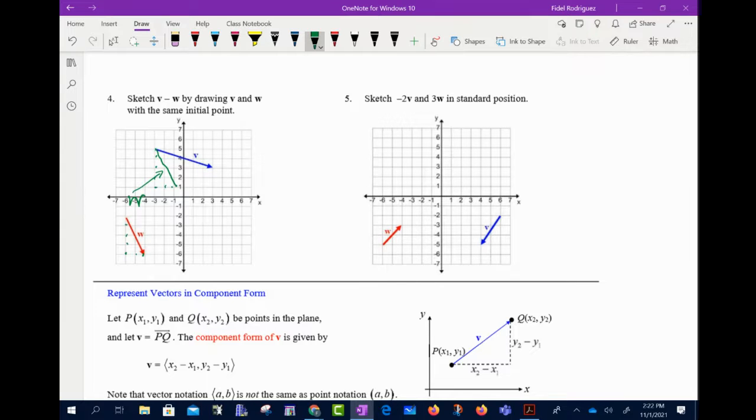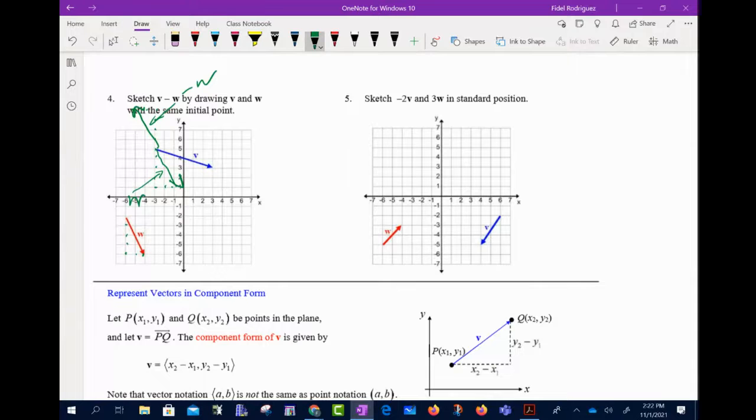Let me ask you a question. What would negative w look like? Anybody know? So this is w right here, going like that. What do you think negative w would look like? The opposite direction. So do you agree with me? I would go 4 up, right? 1, 2, 3, 4, and then 1, 2 to the left. So wouldn't negative w look something like this here?